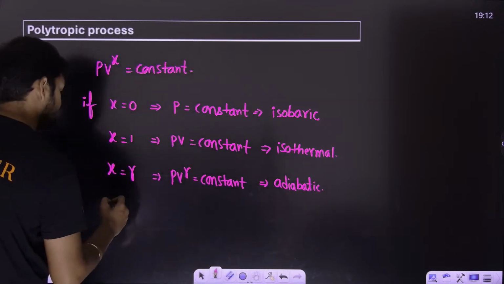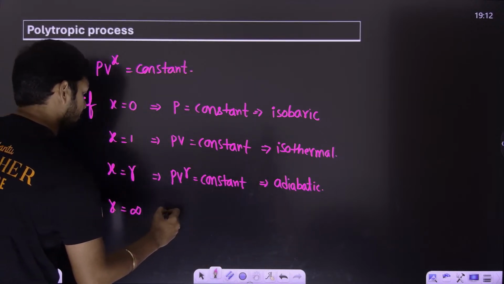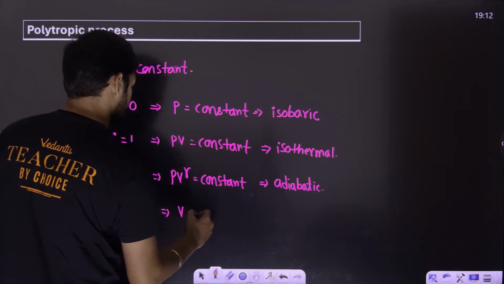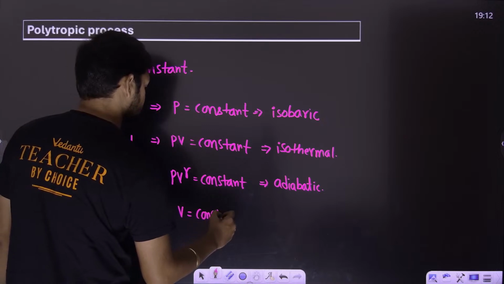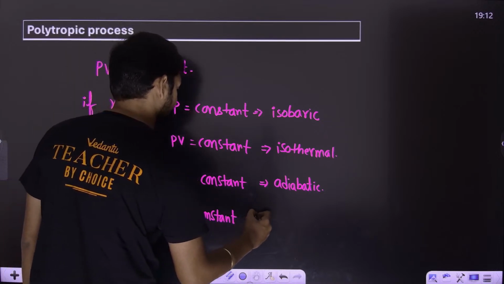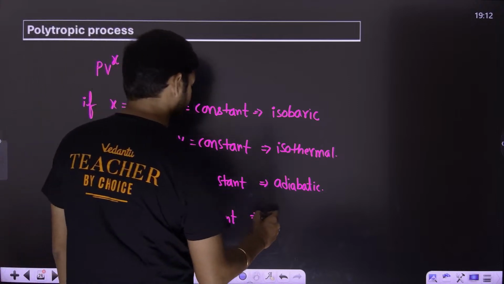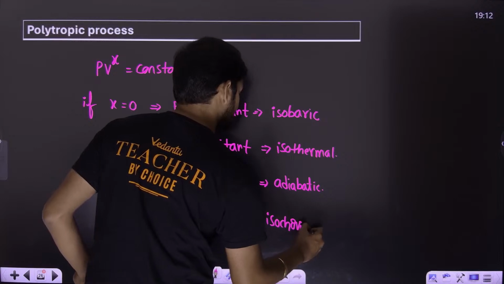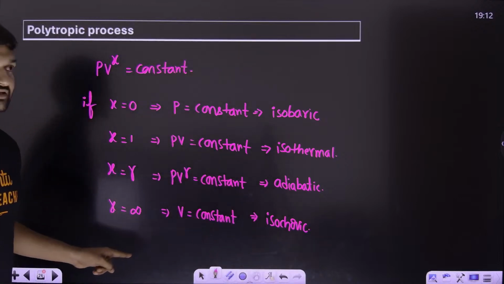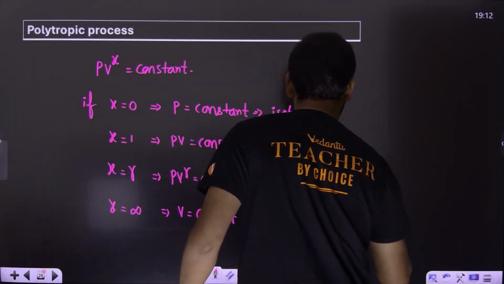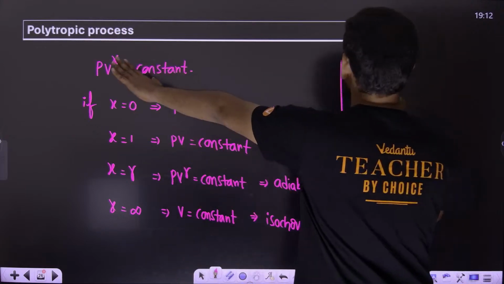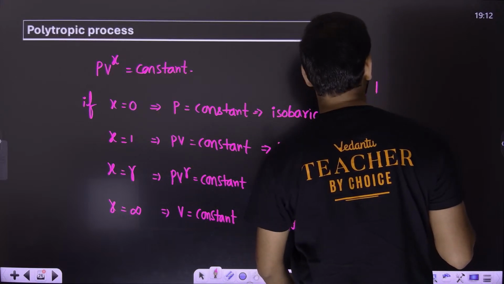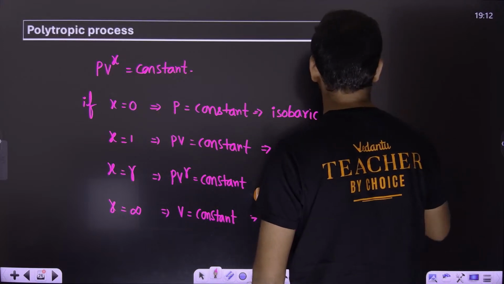If X is going to be infinity, then volume is going to be constant, which is going to be isochoric. This last one, you have to use some common sense to understand it. So directly with this relation, you won't understand. So what you do is, you write it as, okay, one second. Let me go step by step again. You'll ask me to explain, that's why.